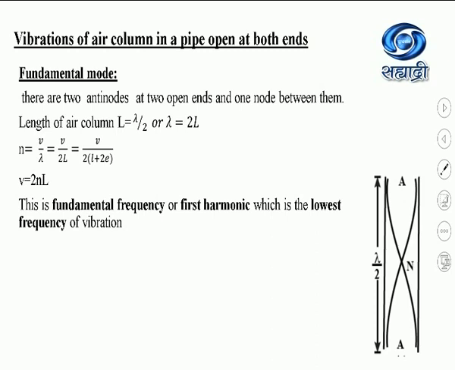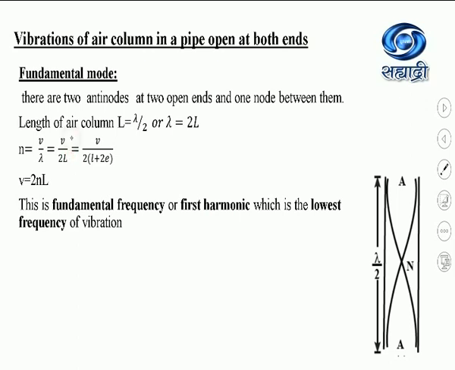Here, this is the fundamental mode of vibration. There are two antinodes at the two open ends and one node between them. So the length of air column capital L is equal to lambda upon 2, or we can write lambda is equal to 2L. So frequency in this mode of vibration N is equal to V upon lambda, because we know the equation of the wave V is equal to N lambda. So therefore N equal to V upon lambda. So lambda is 2L.